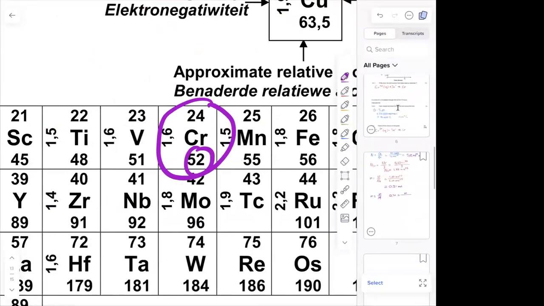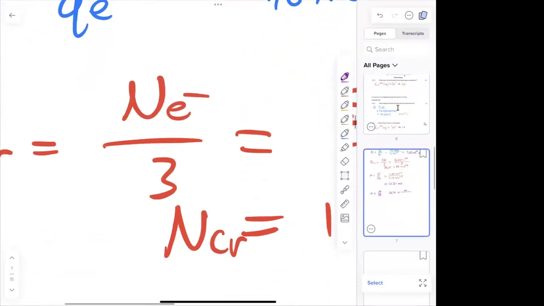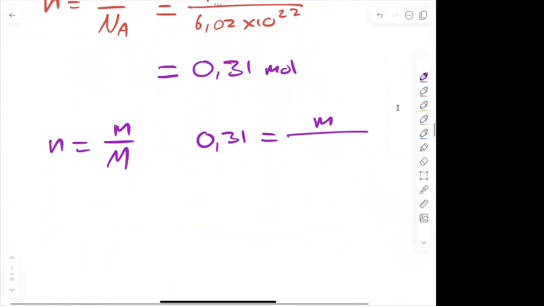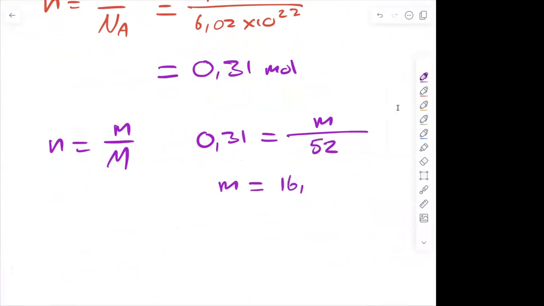So let's go back and substitute it. That's divided by 52. So 52 times 0.31 in your calculator, you will plug that in and you should get an answer of 16.12 grams. So that's the mass of chromium that I've got there.